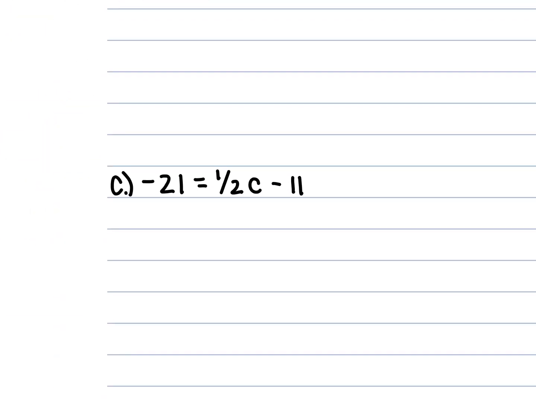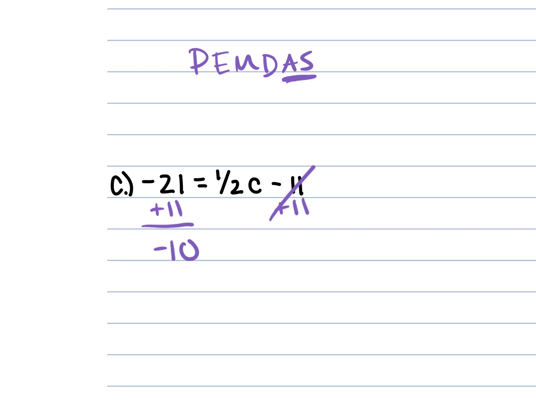All right, let's look at C. So again, we want to do PEMDAS backwards. So I start with whatever I'm adding or subtracting. Since I have a minus 11 in my equation here, I'm going to do the opposite of subtracting. So I'm going to add 11 to both sides. What we do to one side of the equation, we have to do to the other. We have to keep our equation balanced. It cancels out on the right side. I have negative 21 plus 11, which would be negative 10, is equal to 1/2 C.